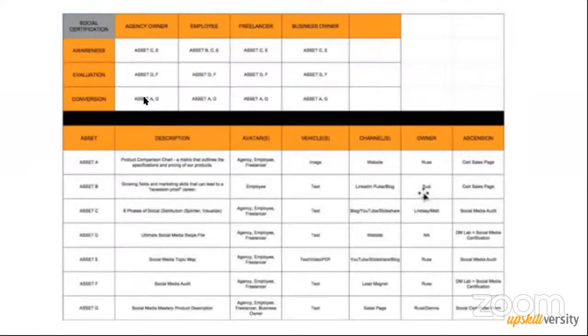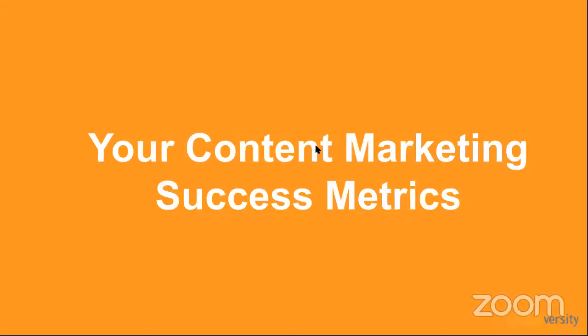Okay, this is an example. Okay, so we have different target market. We have agency owners, employees, freelancers, and business owner. Now we have different content. We call it asset. For example, product comparison chart, a matrix that outlines the specifications and pricing of our products. So this asset A, para saan ba to? The avatars that it targets are agency owners, employees, and freelancers. Hindi ito for business owners. So, paano ba? It's an image and saan siya ilalagay? Sa website. Sino ba yung owner nito sa organization mo who will be in charge of this specific content? And what's next? Okay? Dapat ganyan po yung pagplano ng content marketing.